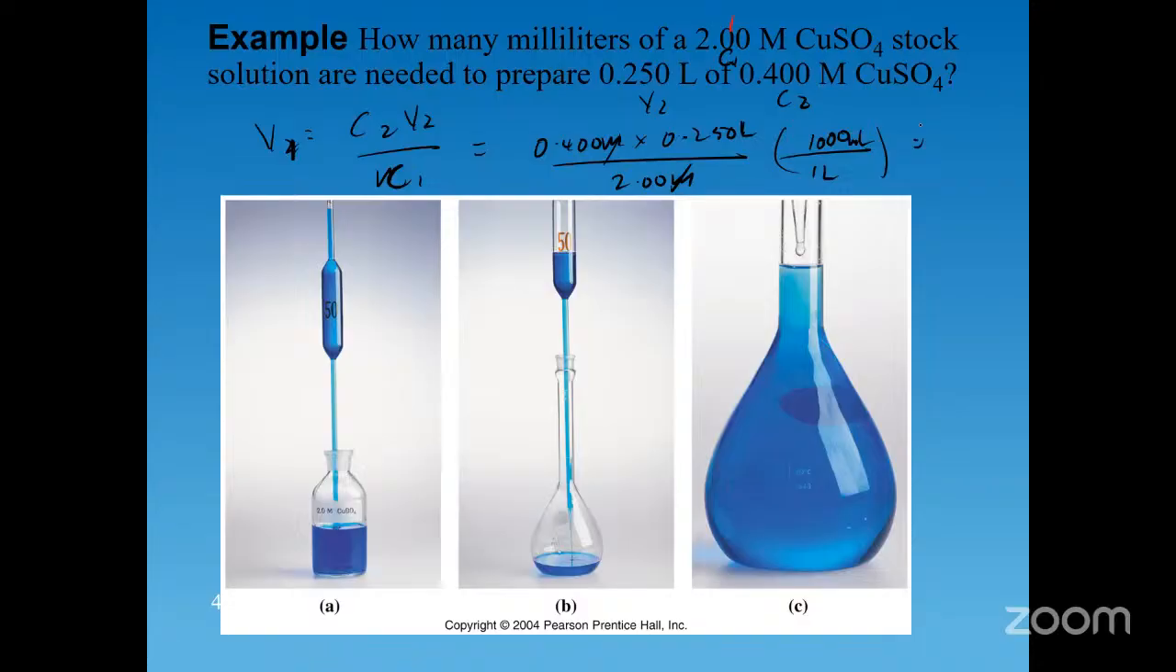0.4 times 0.250 times 1,000, and then divide all of that by 2. Oops, okay, I made a mistake. 0.4 times 0.250 times 1,000. Okay, and then divide by 2. Wow. So I got, rounded off to 3 sig figs, 50.0 mL. All right? And that's basically how that is done. All right.